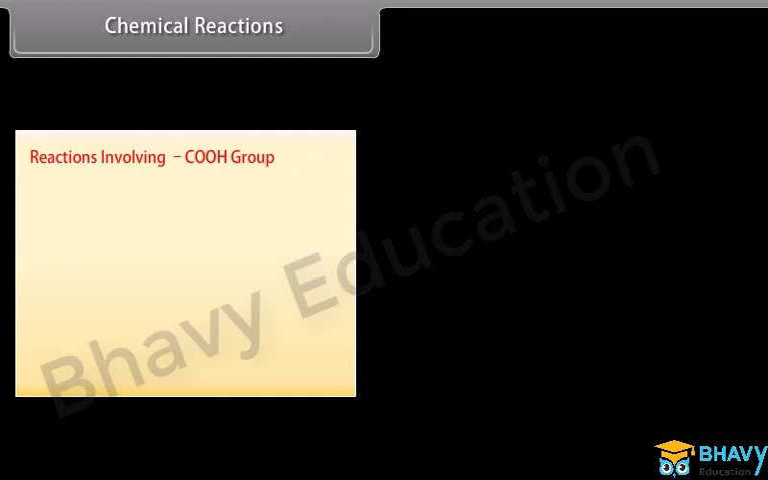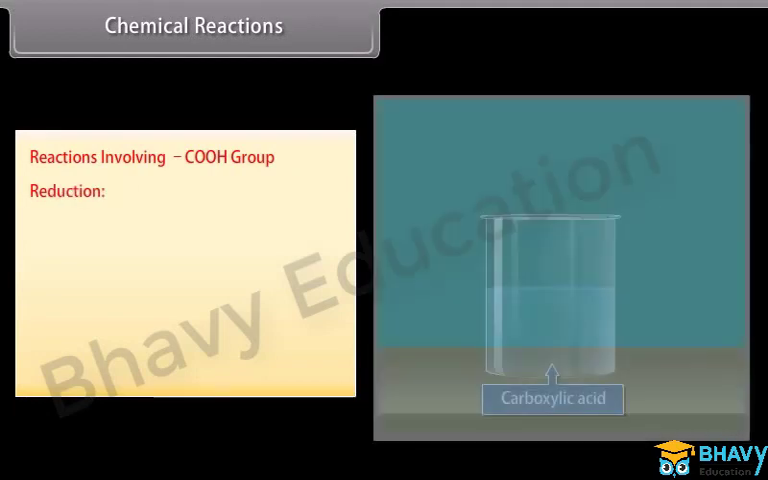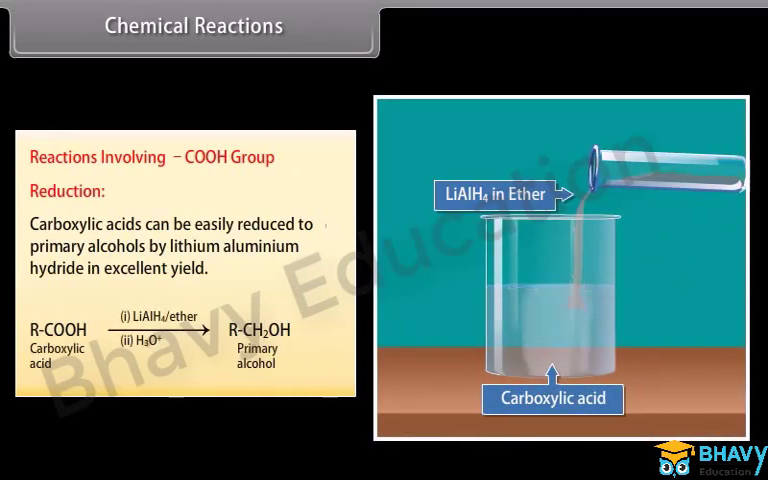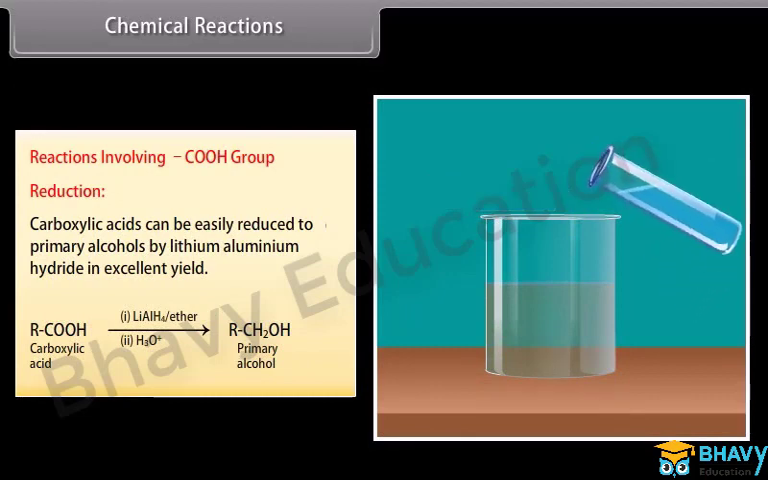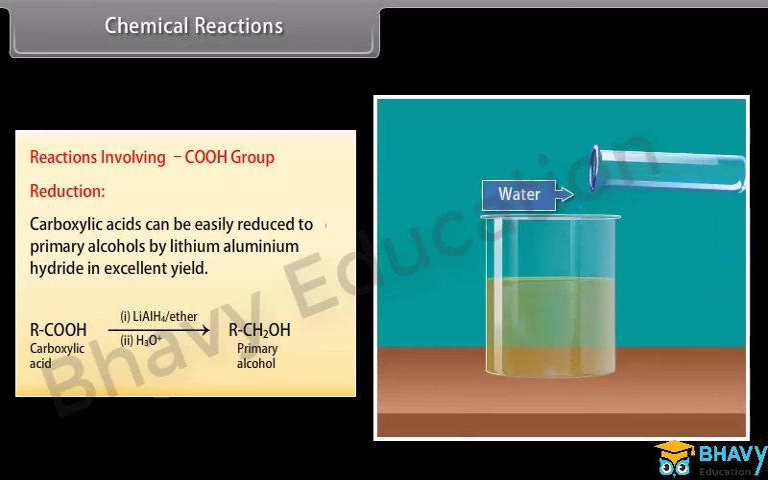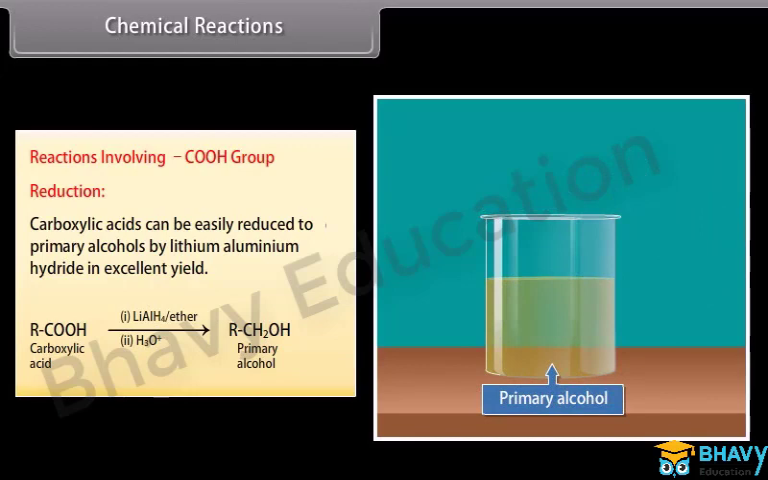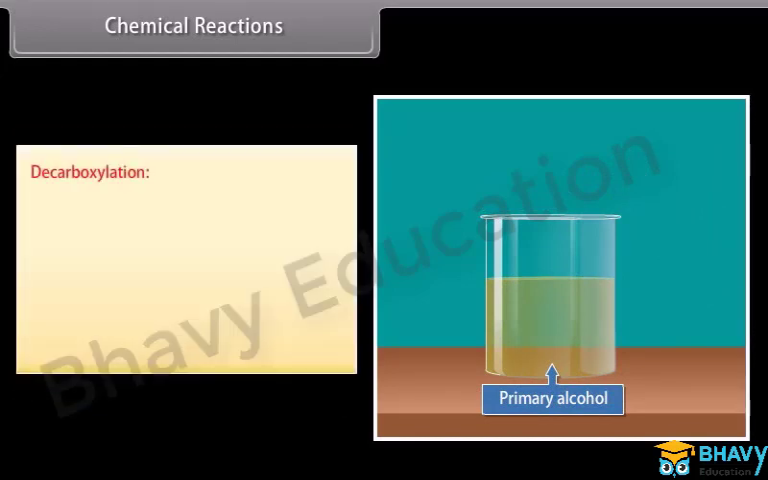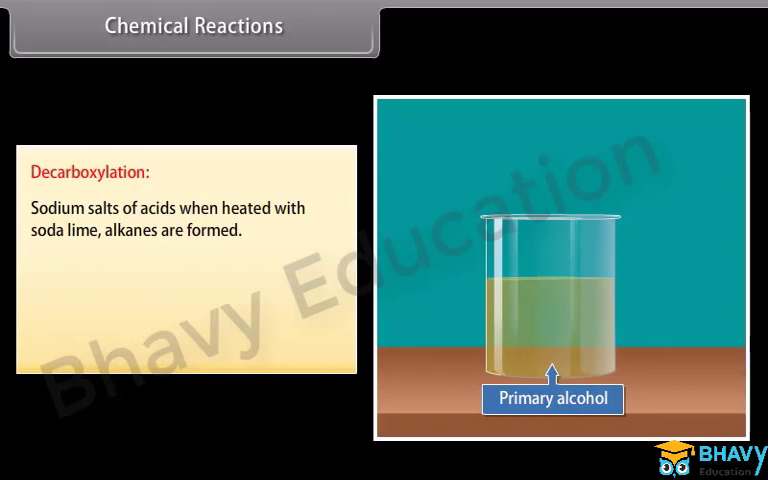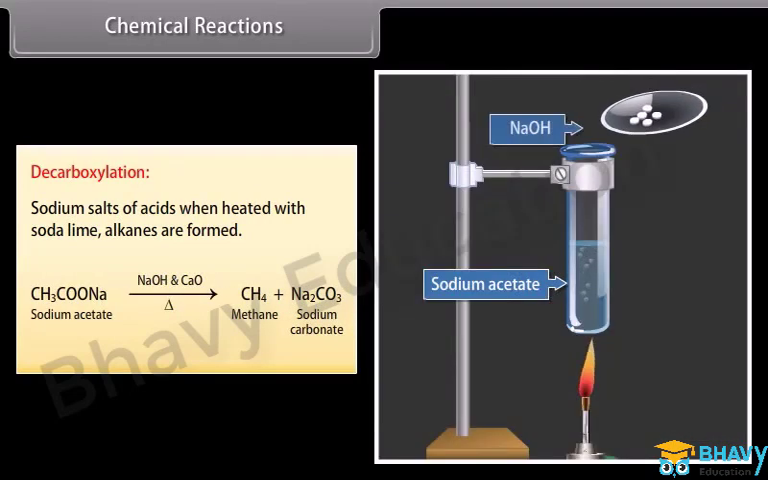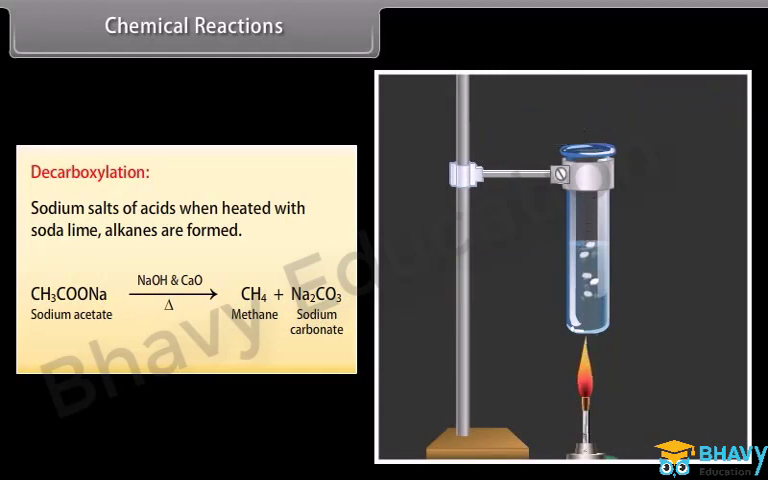Chemical reactions. Reactions involving the carboxylic group. Reduction. Carboxylic acids can be easily reduced to primary alcohols by lithium aluminium hydride in excellent yield. Decarboxylation. When sodium salts of acids are heated with soda lime, alkanes are formed. When sodium acetate is heated with sodium hydroxide and calcium oxide, it forms methane and sodium carbonate.